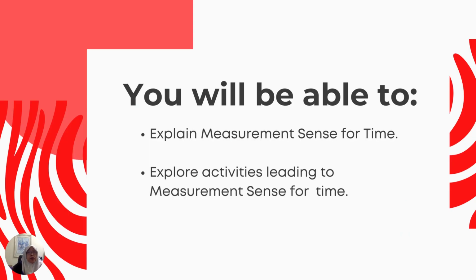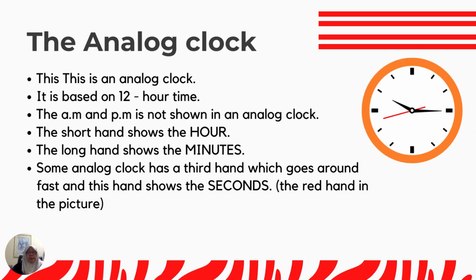Now, you will be able to explain measurement sense for time and explore activities leading to measurement sense for time. All right, let's begin with the analog clock because we know that when we are talking about time, we have two types of clocks. One is the analog clock, and the other one is the 24-hour clock.